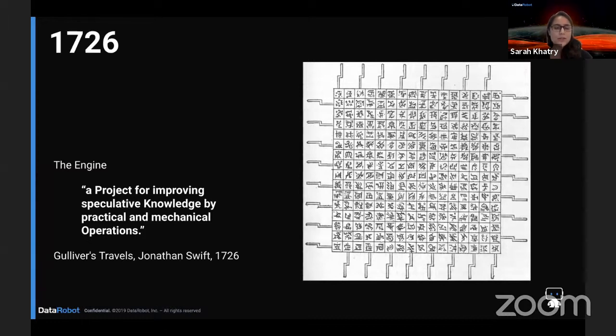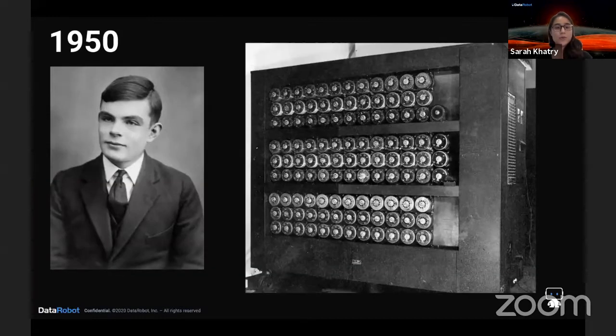So Swift's engine is in some ways not that far from the AI we utilize now. Specifically, its purpose was to, quote unquote, improve our speculative knowledge by operations and outputs. Now we skip ahead almost 200 years to meet Alan Turing, who's known as the father of artificial intelligence and theoretical computer science. The device next to him is not Jonathan Swift's engine, of course, but it does resemble it a little, I kind of think.